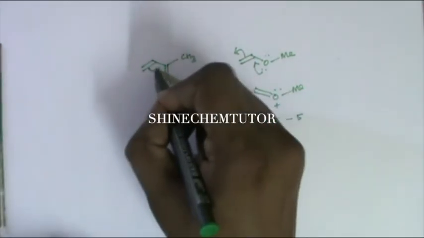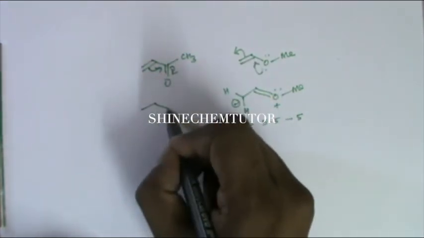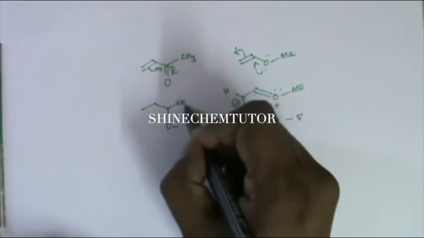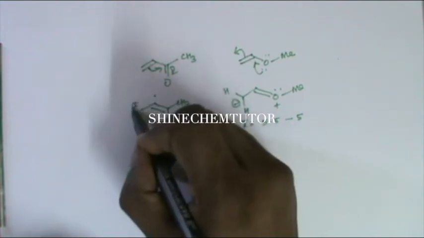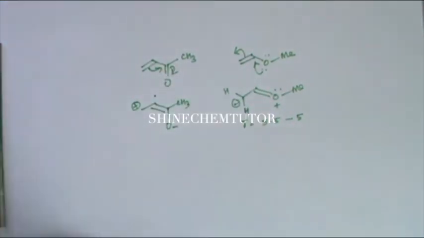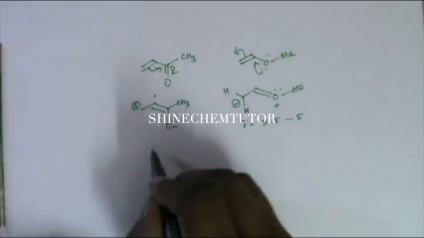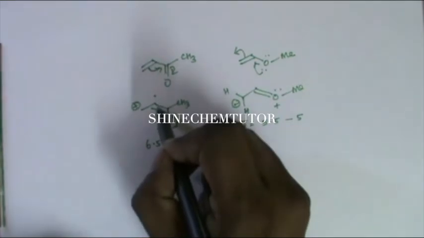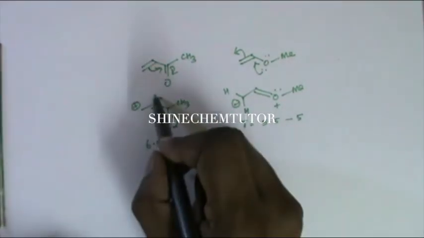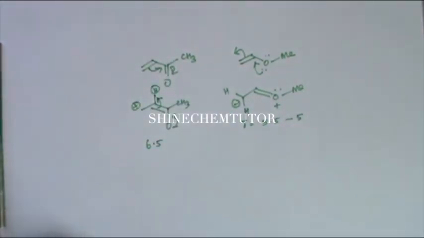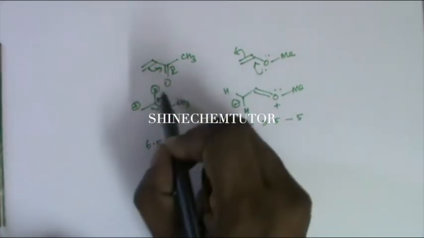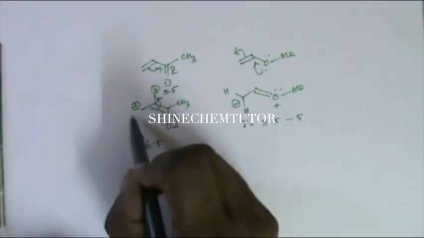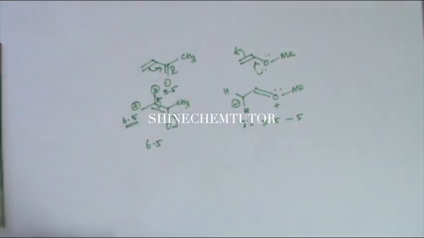On the other hand, in this case, we get a positive charge on this carbon. So because of that, this is expected to appear around 6.5. Further, when it comes back, we have a minus charge on this. So because of that, this particular carbon is also shielded. So this carbon will appear around 5.5 and this will be around 6.5.